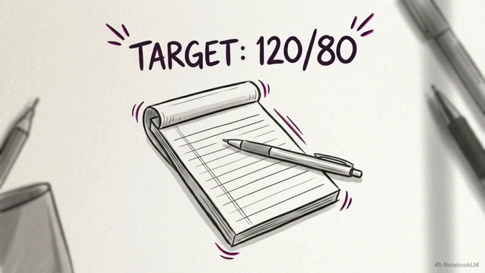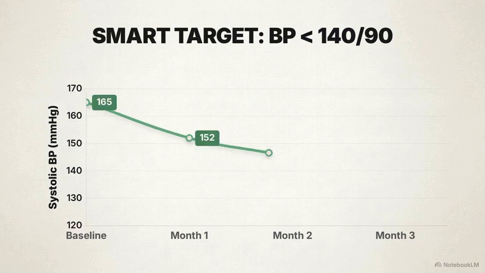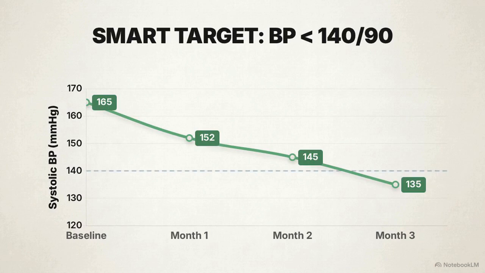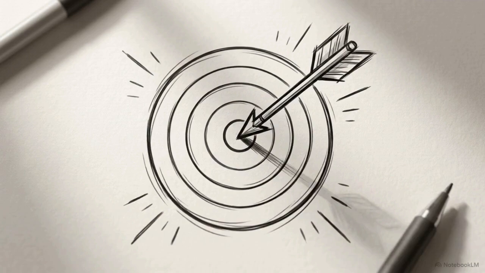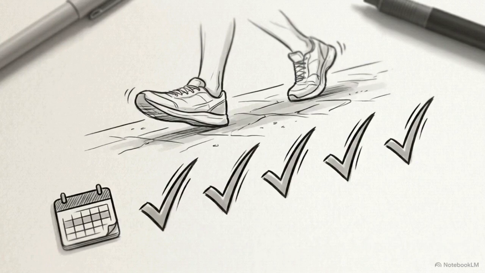Step 3 takes our defined nursing diagnosis and turns it into a concrete, measurable target. We use the SMART framework: specific, measurable, achievable, relevant, and time-bound. For example, maintaining blood pressure below 140/90 within 3 months. The exact numbers make it measurable, and the 3 months make it time-bound. We can also set behavioral SMART goals. For instance, instructing the patient to walk for 20 minutes, 5 days a week for the next month.